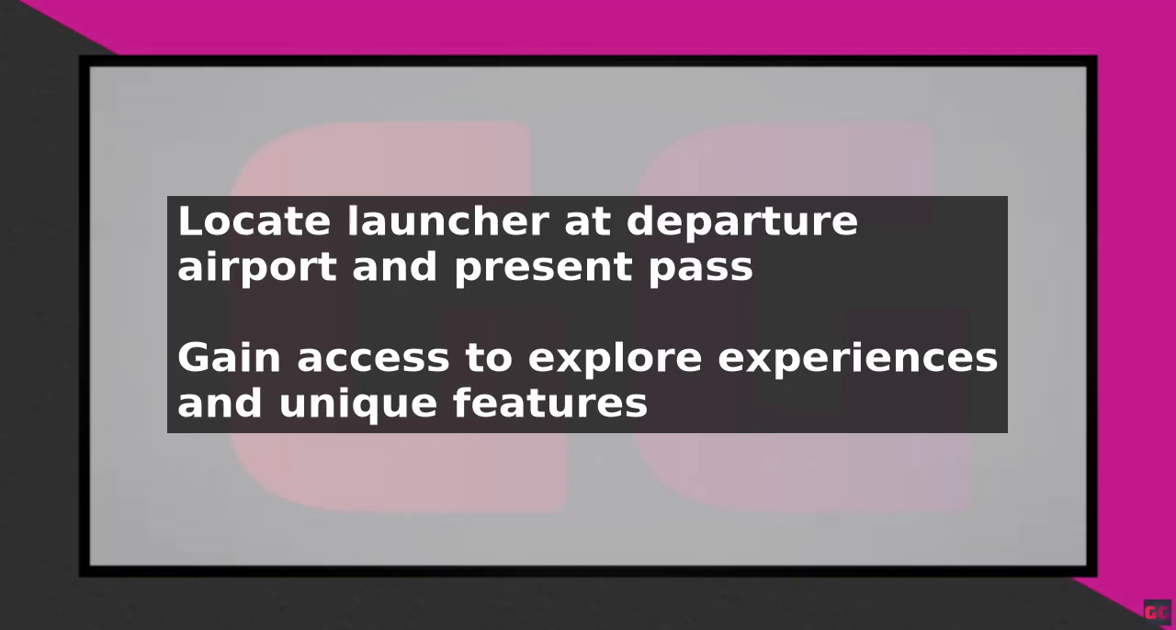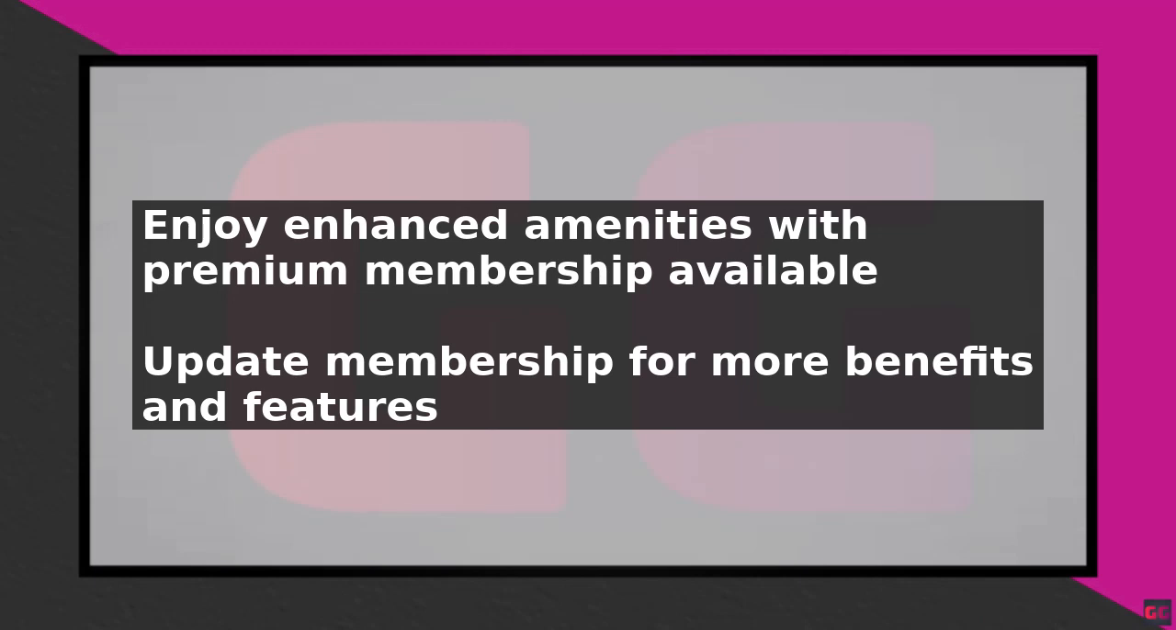To assess the Condor Alliance launch, start by checking your Launch Assess eligibility. Verify your status to ensure you can obtain a Launch Assess. If verified, locate the launcher at your departure airport and present your launch pass or membership card at the entrance. This will grant you access to explore the experiences and unique features of the launch.